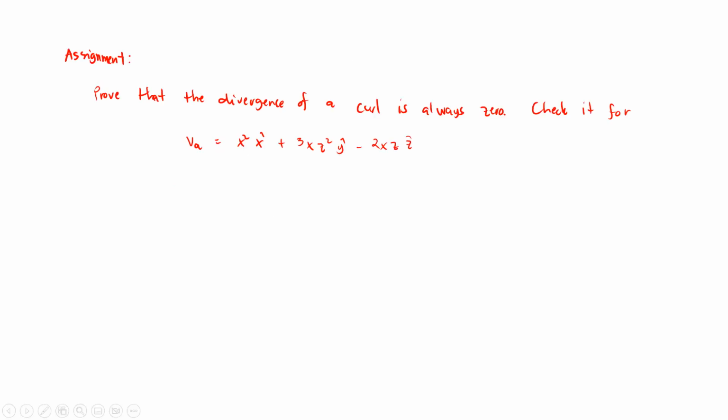Alright. Okay, so for your assignment, you have to prove that the divergence of a curl is always 0, and you can check it for this vector function v sub a equal to x squared x hat plus 3x z squared y hat minus 2x z hat.